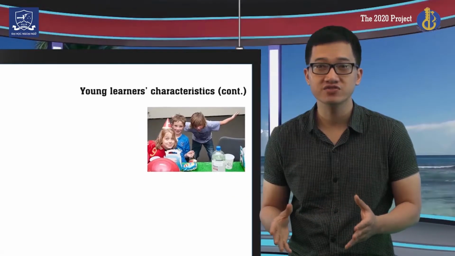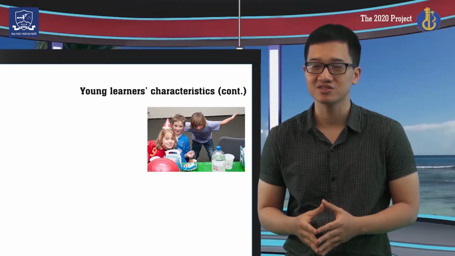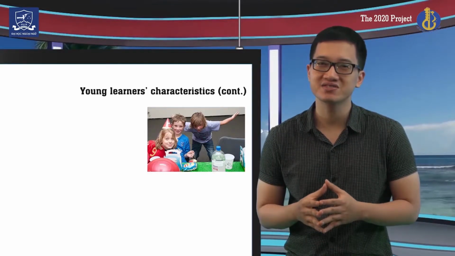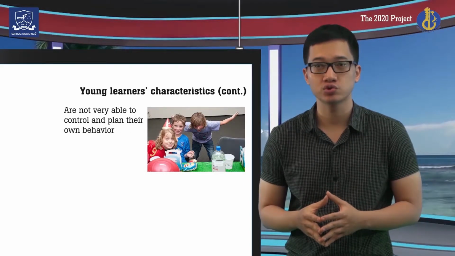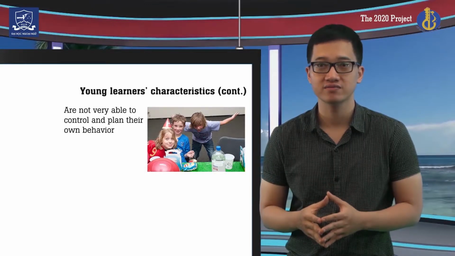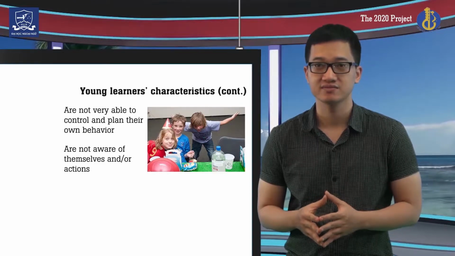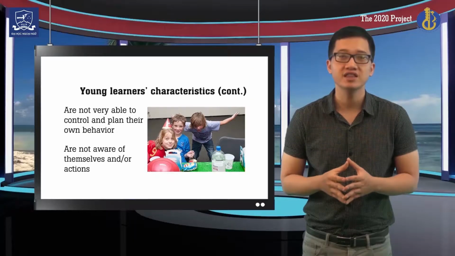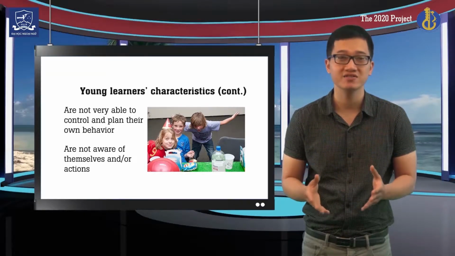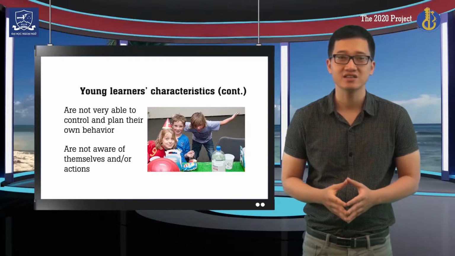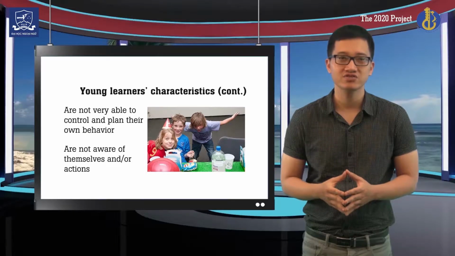Have you ever been frustrated and tired of disciplining a group of young learners? Don't be upset, because the next characteristic makes clear that young learners are not very able to control and plan their own behavior. They are not aware of themselves or their actions either. Sometimes you may think they are being naughty or rebellious, while they are just being hyperactive, excited, energetic. They are being themselves.